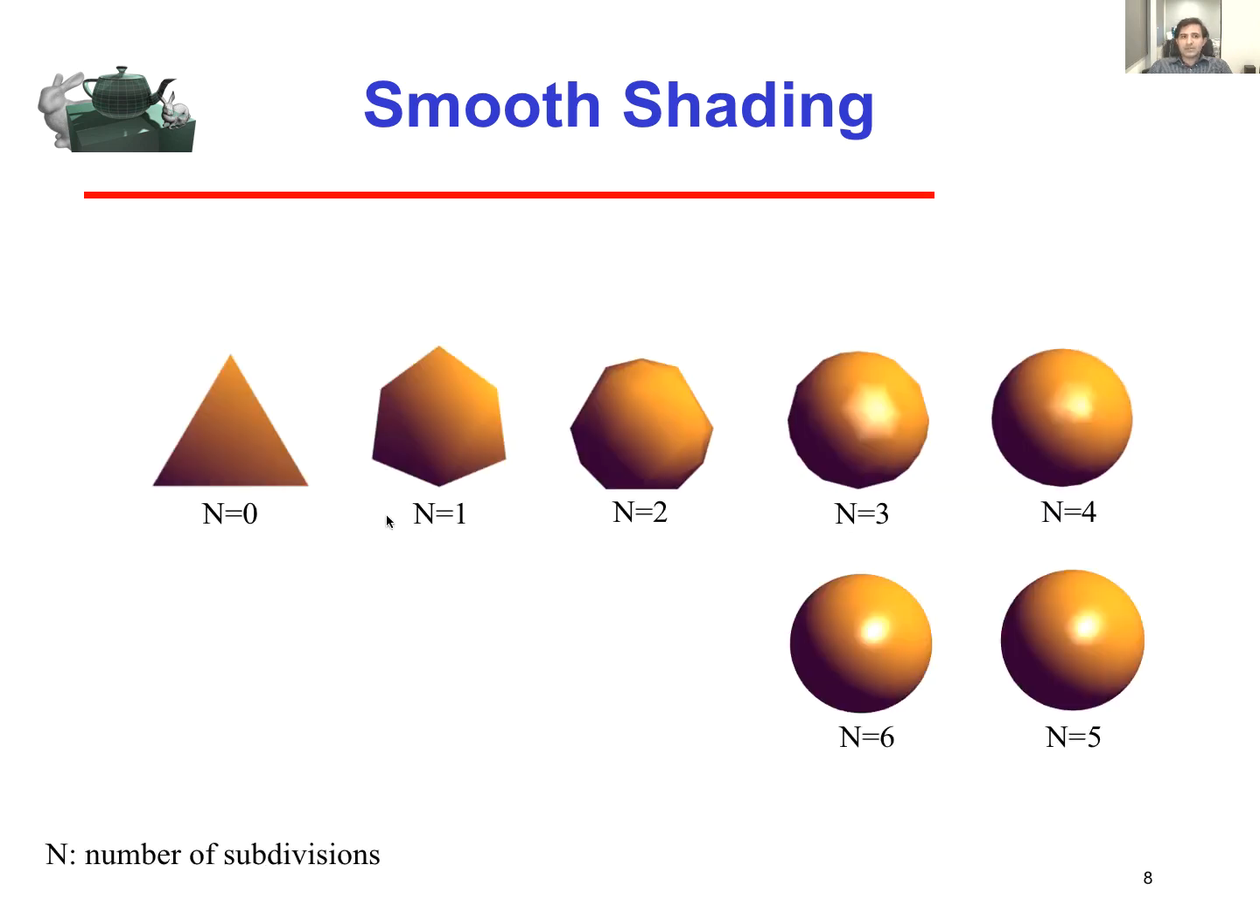Here we are seeing smooth shading for different number of subdivisions. At n equals 3 number of subdivisions, we are starting to see a nice looking sphere, and for n equals 4 it should be acceptable for many applications, and for n equals 6 it looks very good.